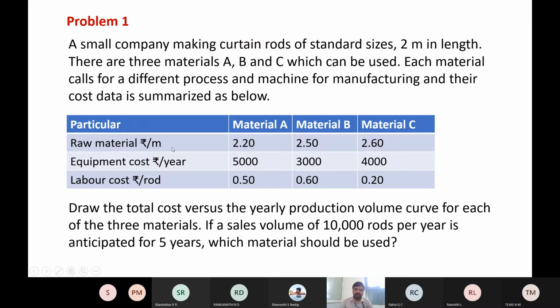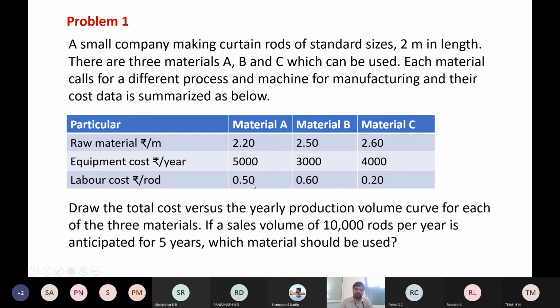that consider material A. Raw material cost is 2.20 rupees per meter. For each rod it requires 2 meter. So since every rod is having a size of 2 meter length, we need 2 meter of raw material. So that means we need 2 meter for each unit of a rod. Then 10,000 into 2, that is the length of each rod, into 2.20, that will give you raw material cost for material A. Then equipment cost, it is per year it is 5,000.